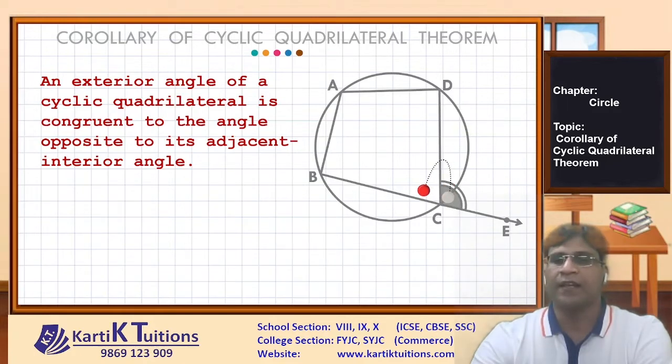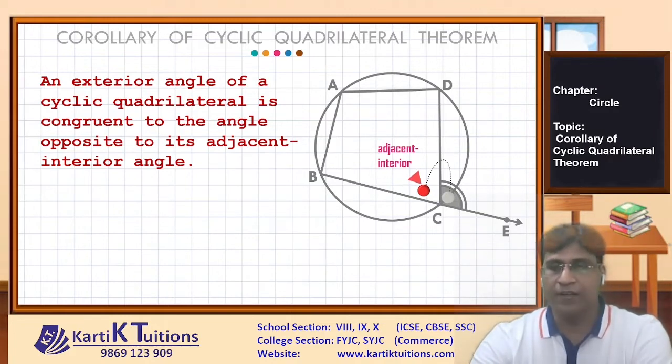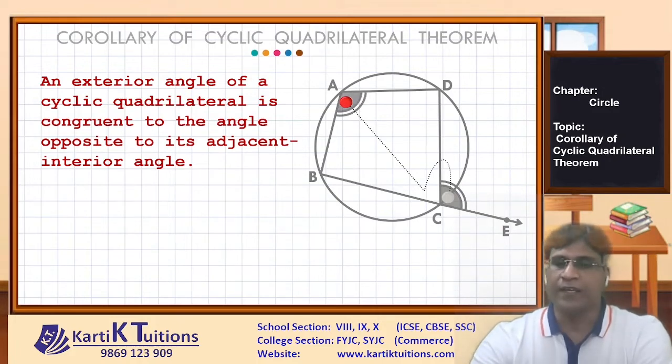DCB is an adjacent interior angle. It is an adjacent interior angle, but it is not congruent to its adjacent interior angle. It is congruent to the angle opposite to its adjacent interior angle. Now, which is the angle opposite to this adjacent interior angle? It is angle A. So, in other words, angle DCE will be congruent to angle DAB.